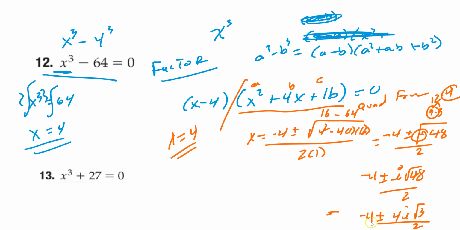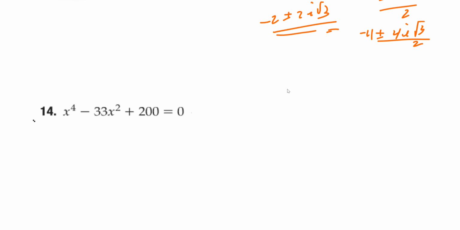And I can reduce that a little bit. They all divide by 2. Negative 2 plus or minus 2i root 3. Right, those are my 3 answers. 1, 2, 3. So solving the cubic ones are actually the worst, because you're like, oh, I've got to factor it, and that's not going to factor pretty. Same would happen with the next one.